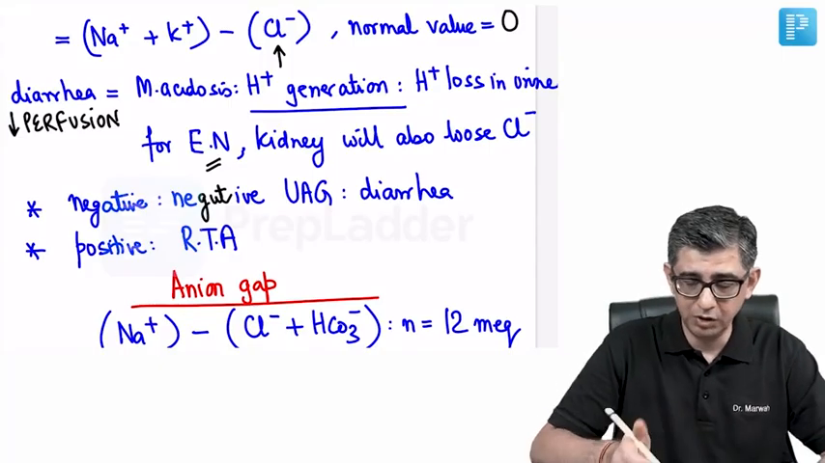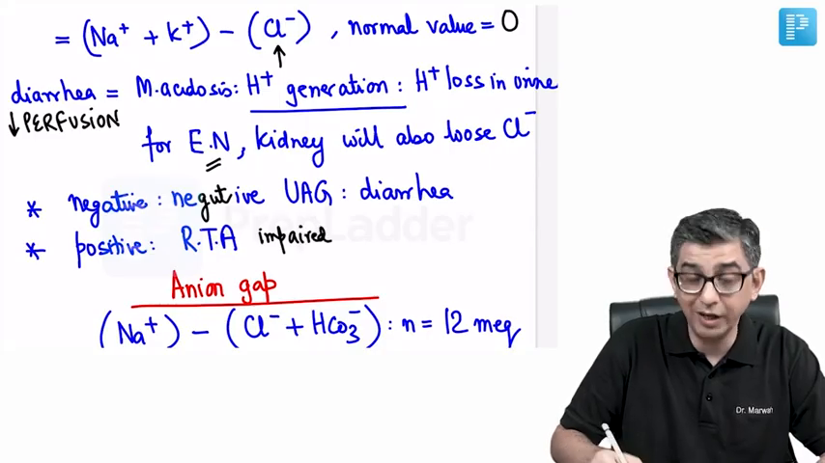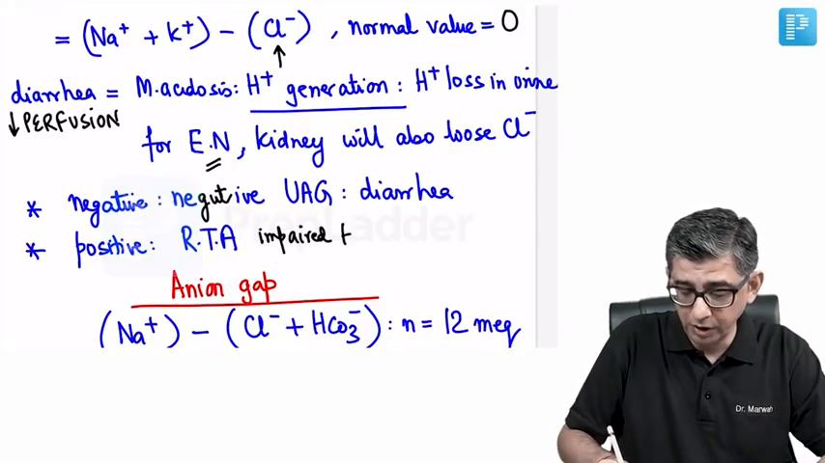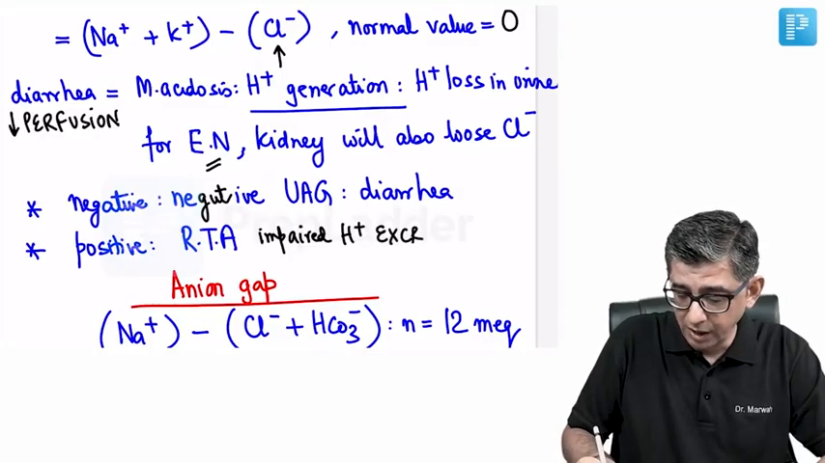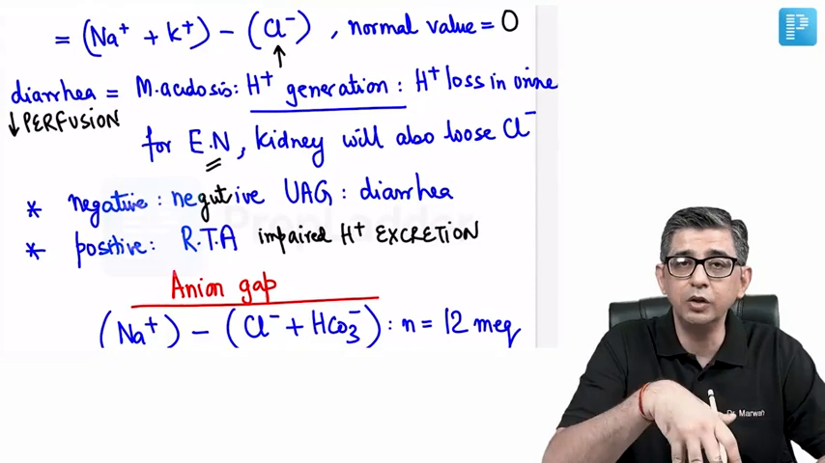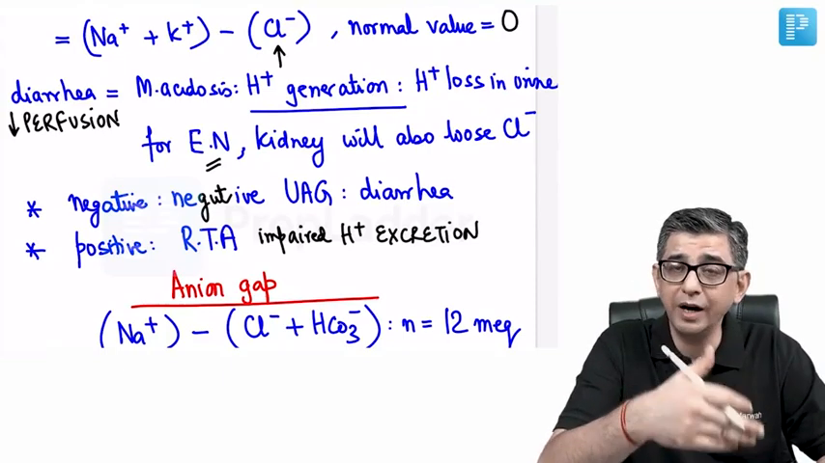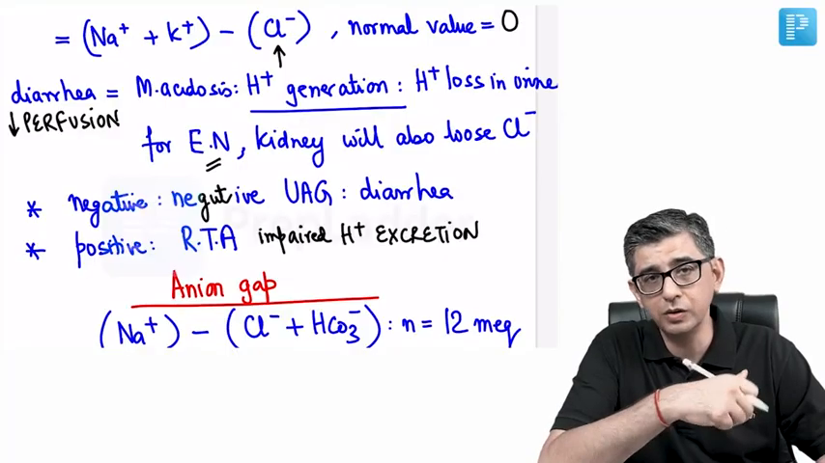In renal tubular acidosis, the main problem would be that even if there is going to be H plus in the body, it cannot be excreted. Renal tubular acidosis is mainly characterized by impaired hydrogen excretion, and therefore the logic that you need to now remember is that if hydrogen will not be excreted in the urine, if there is going to be less hydrogen in the urine of the patient, then there will be less urinary chloride also.